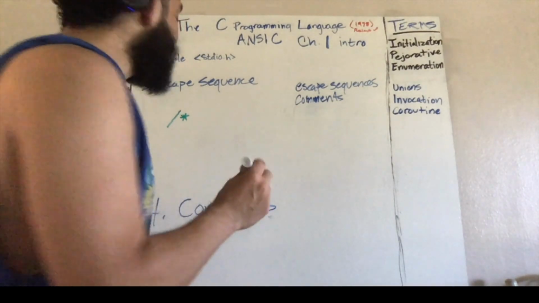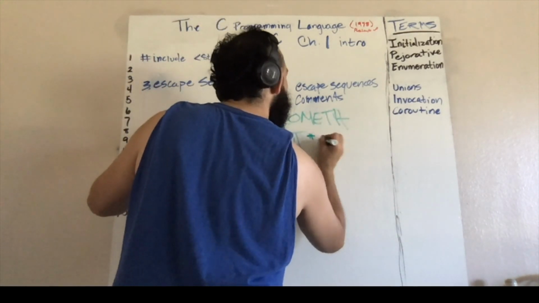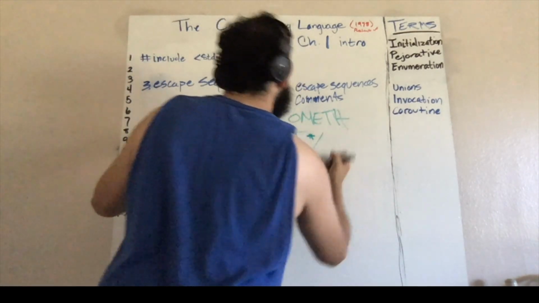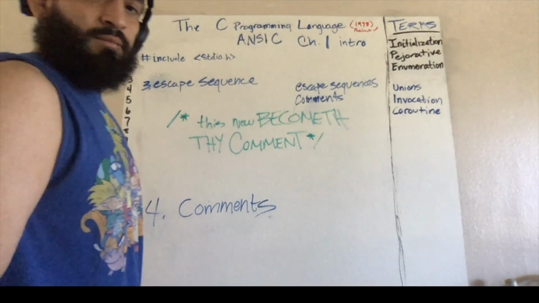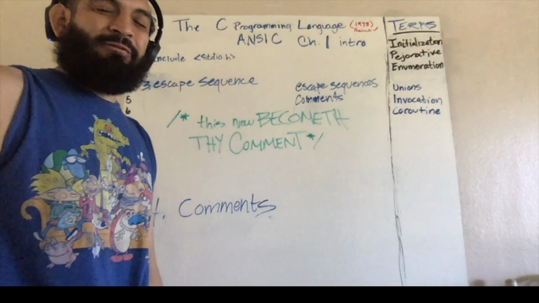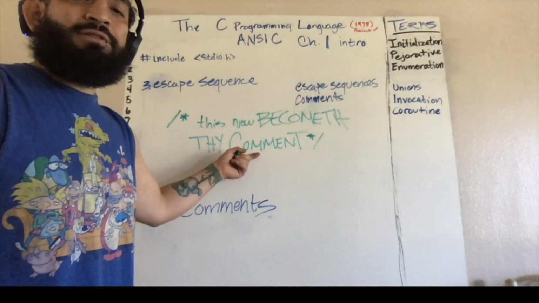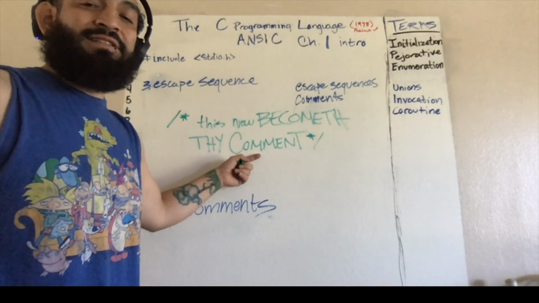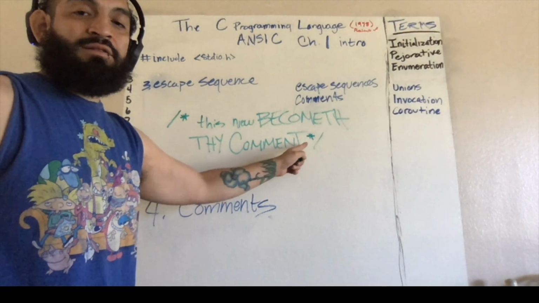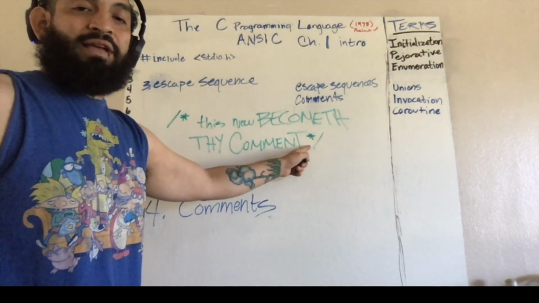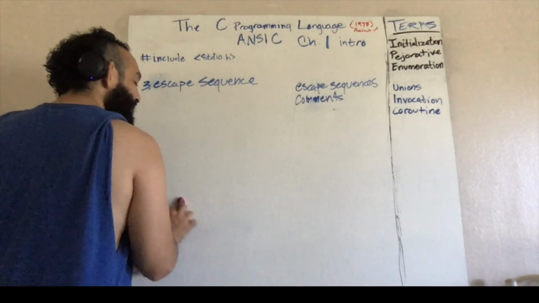Everything within the asterisks has no relevance to the program. It's invisible as far as the program is concerned. So as far as C programming is concerned, everything within the comment indicators is invisible to the program. But write comments. They're important to everyone.